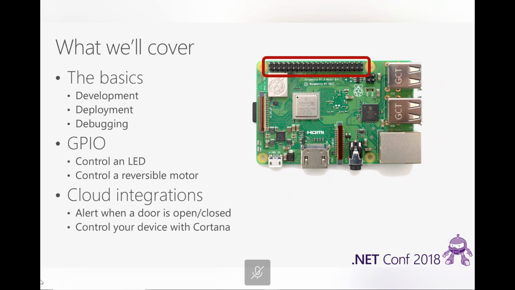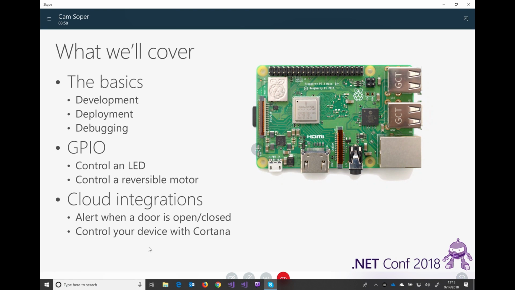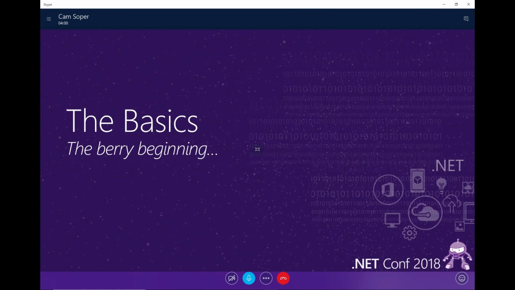And then after we play with the GPIO pins a little bit, we're going to take it a step further and use our IoT device on the internet. We're going to integrate a few components with some cloud services. We've got a sensor that we're going to use to alert us when a door is open or closed. And the final thing we're going to do is control an array of LEDs using Cortana here on my desktop. So with that, let's start at the very beginning.